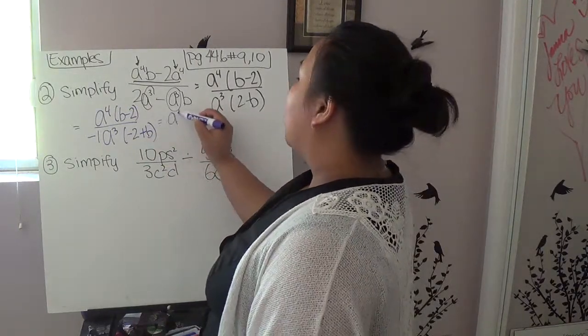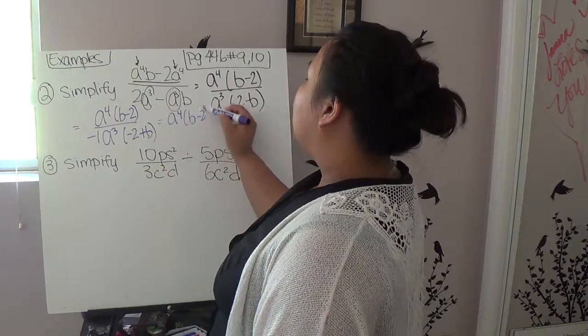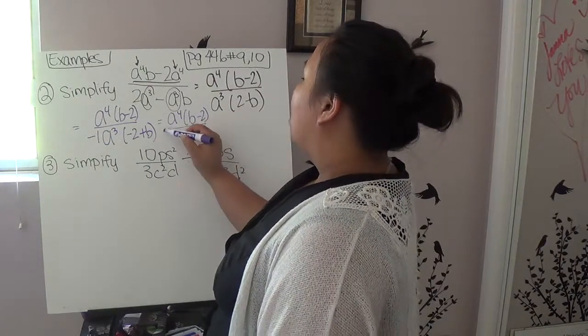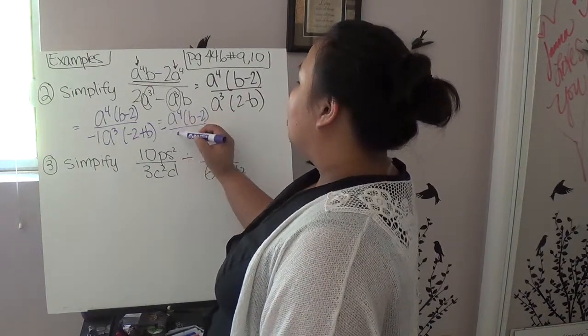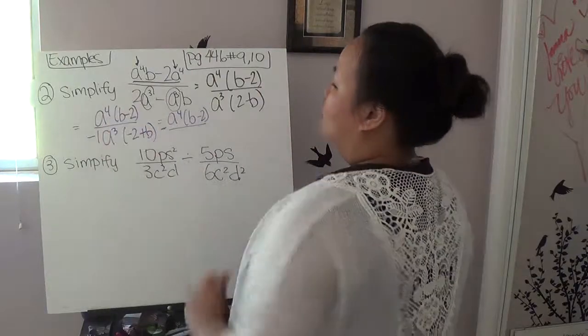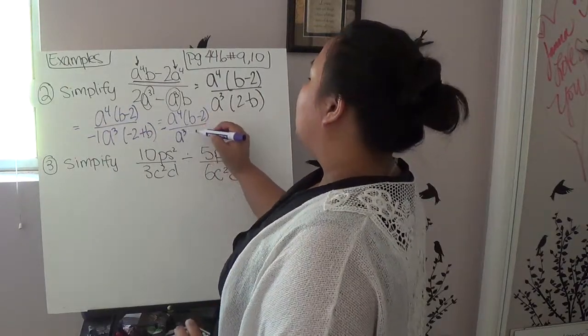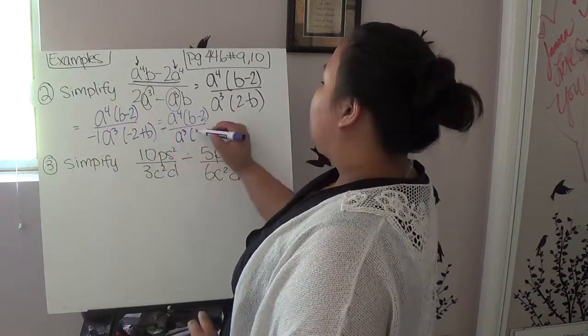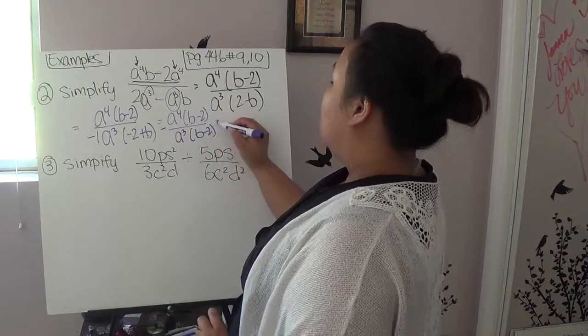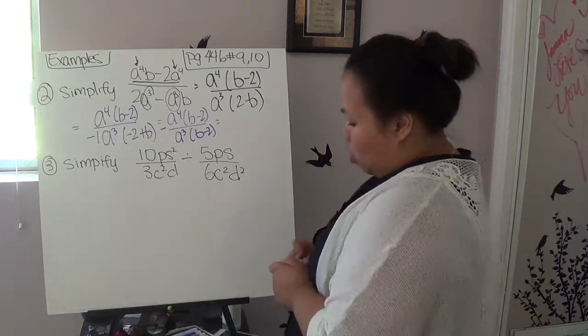So it actually looks like a to the 4th, b minus 2 over, and then the negative goes up here, because once there's a negative on top or bottom, it's just its own separate entity. a cubed, and then instead of negative 2 plus b, I can write b minus 2. So once I have that, then I can start crossing out.